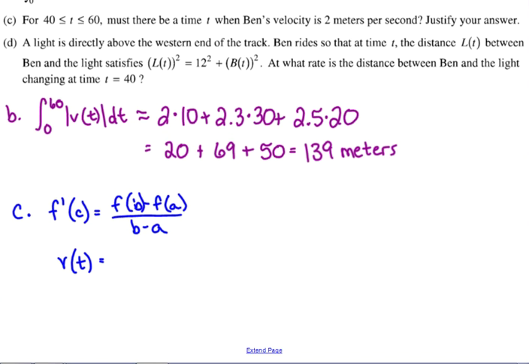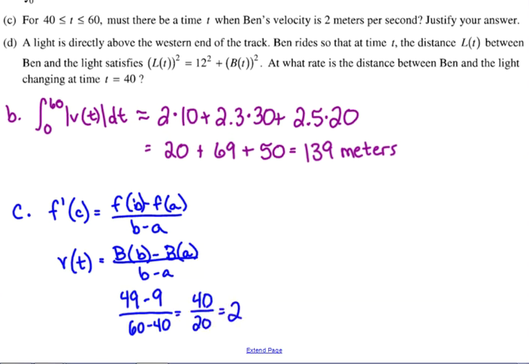F would be position. So they use B, a big B, for position. So we go to our table. And we're going to say, all right, so B of 60 is 49, B of 40 is 9, and that's over 60 minus 40. So that's 40 over 20, which is equal to 2. So there are several different ways that we can phrase this.